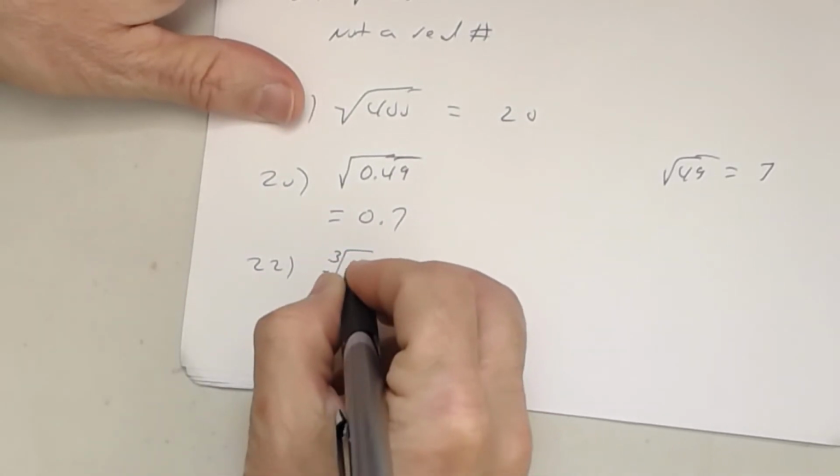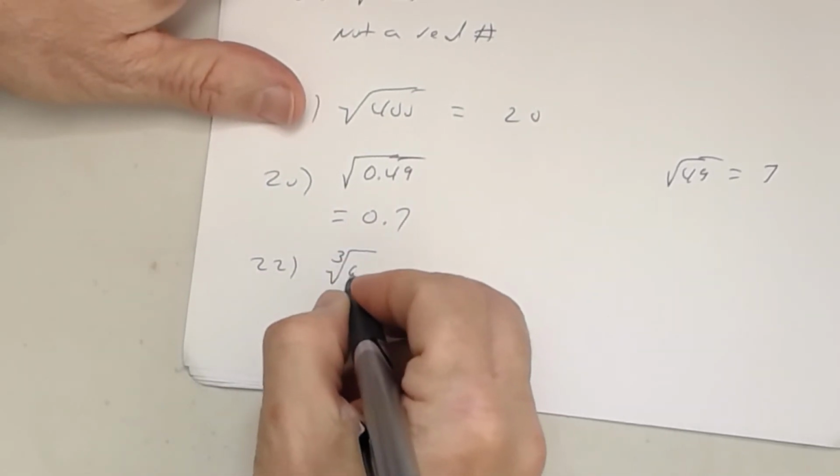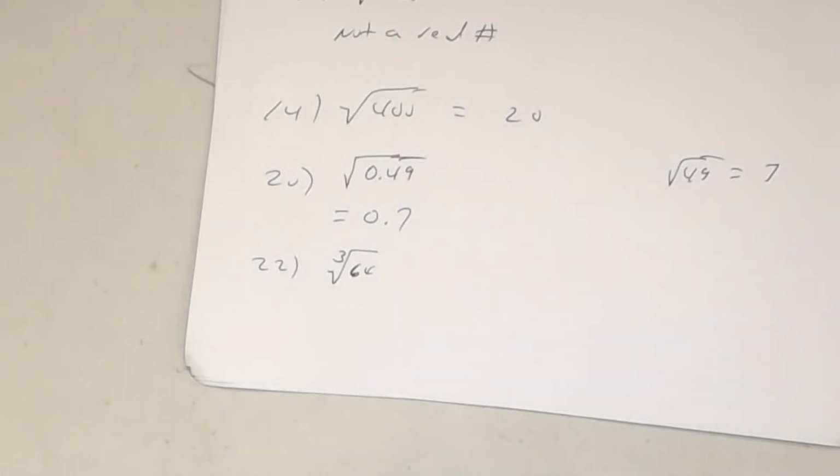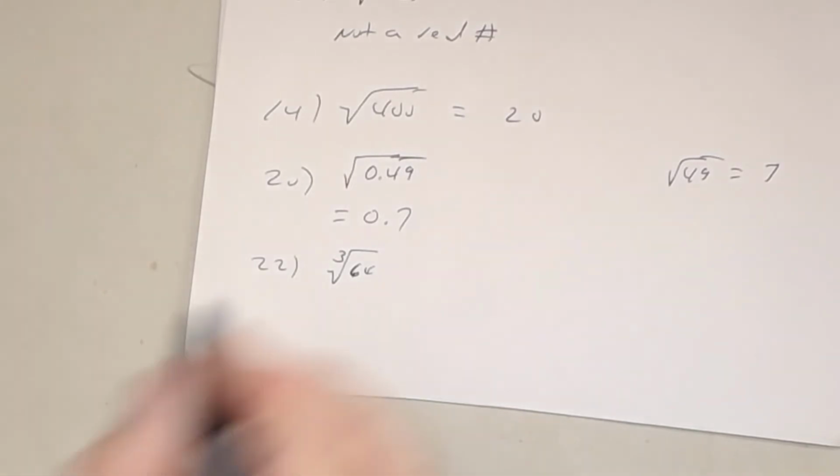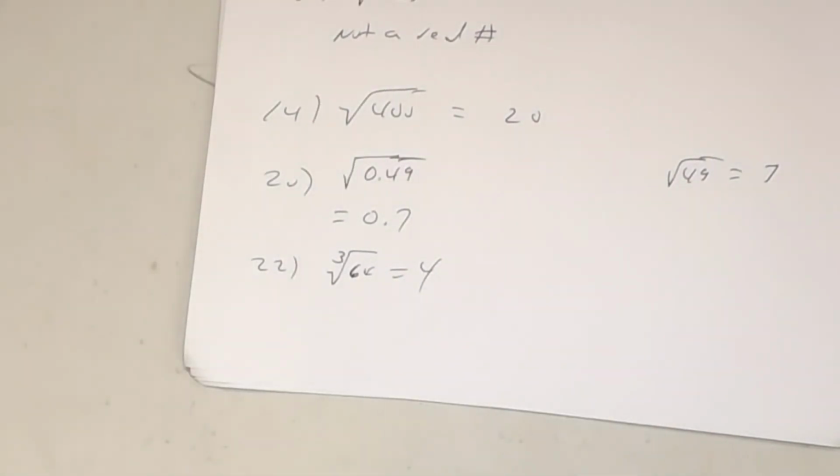Cube root of 64. Now remember this, just like before, it means what number times itself 3 times is 64? 4. 4 times 4 is 16. 16 times 4 is 64.